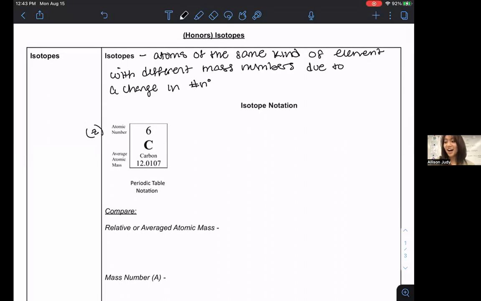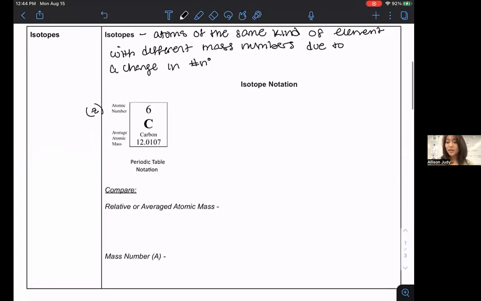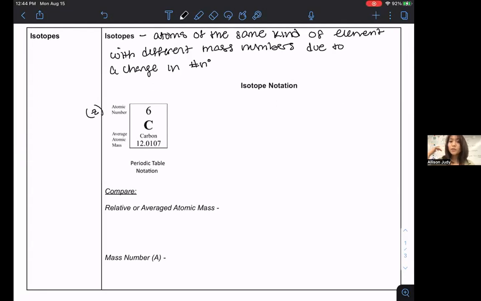So with isotopes, don't forget that these are atoms of the same kind of element, just with a different mass number, a whole number, due to the change in the number of neutrons. You can never ever change the number of protons because you can't change the identity. All right. So that being said, let me quickly introduce how we communicate isotopes in the written language of science.